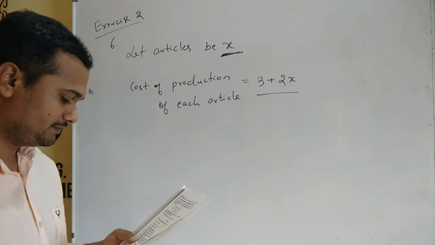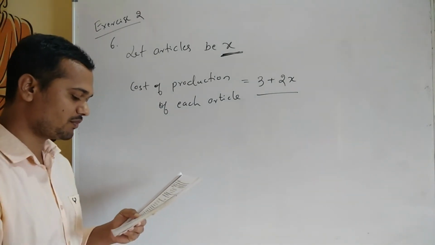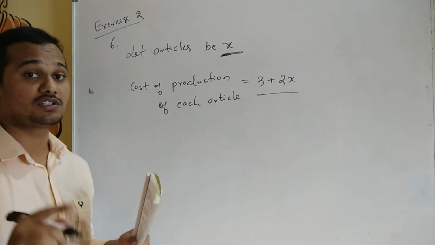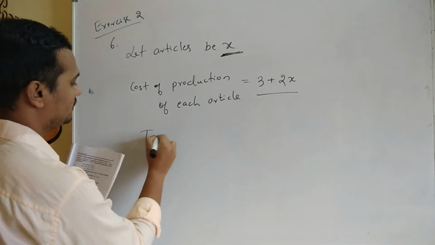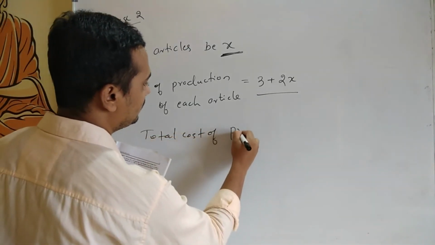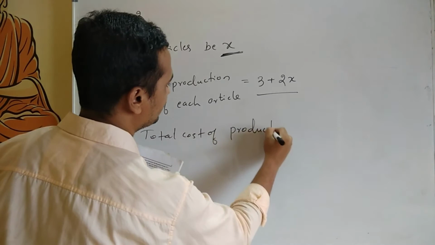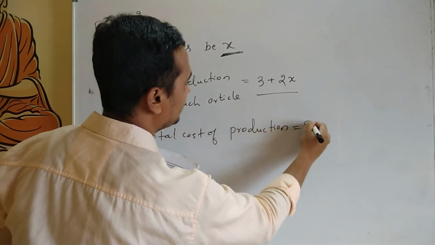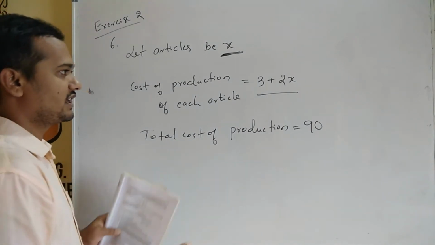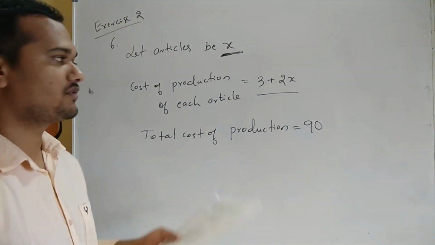So what else is given? If the total cost of production on that day was 90. The total cost of production is 90. So this is the given data. So we need to form a quadratic equation from the given data.